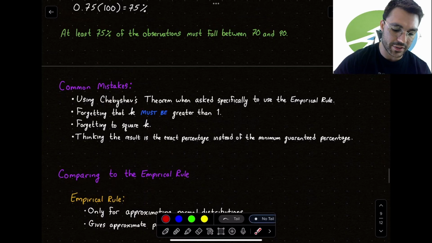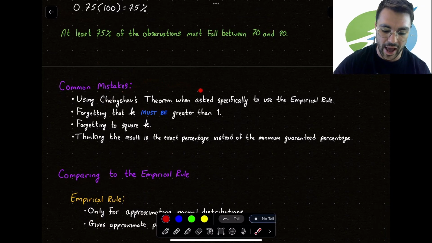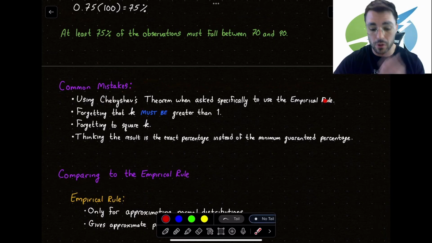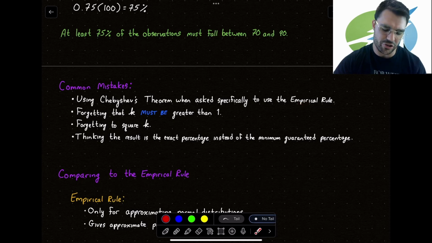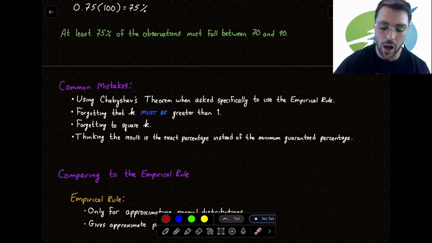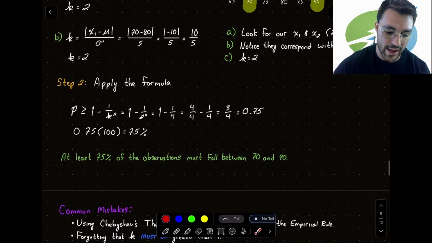Some common mistakes. Using Chebyshev's theorem when asked specifically to use the empirical rule. If you have a normal distribution, you should just always use the empirical rule. Your teacher may ask you to use Chebyshev's on a normal distribution, and that's fine, but just make sure you're doing what you're asked. Forgetting that k must be greater than 1. If you get a value 1 or smaller, you can't use Chebyshev's.